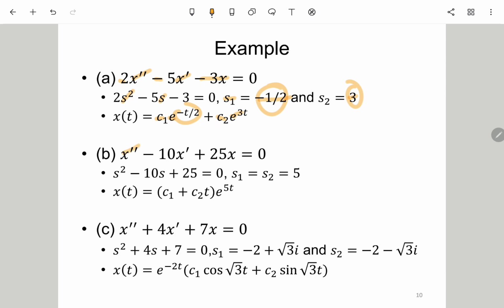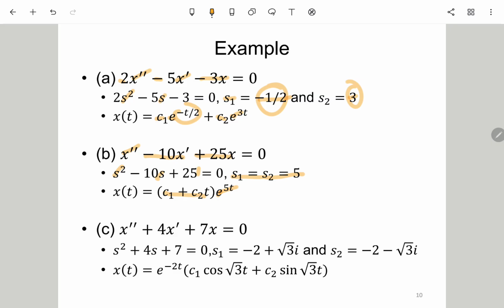For the second one, x double prime minus 10x prime plus 25x equals 0. So you change double prime to s squared, first prime to s, and x to 1. So s squared minus 10s plus 25 equals 0, so you can easily find that s1 and s2 are both 5. As it is a repeated root, the complementary solution or the homogeneous solution will be (C1 plus C2 t) e^(s1 t), which is e^(5t).